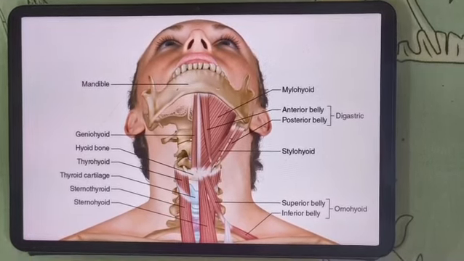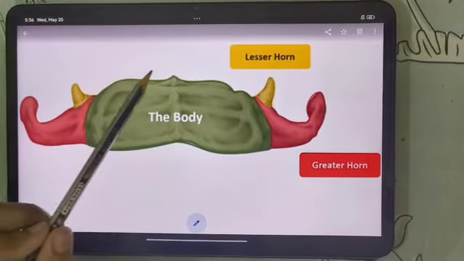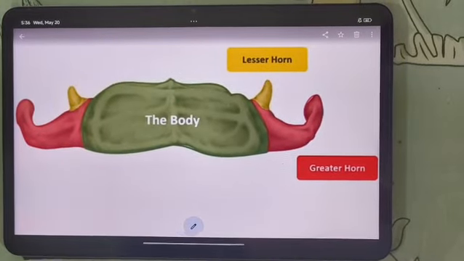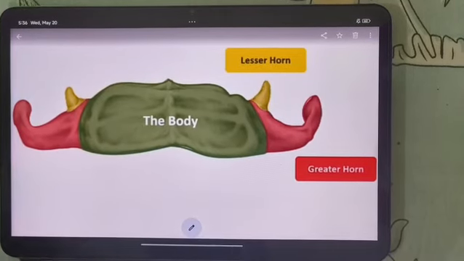Coming to the development, the upper part of the body and the lesser cornua both develop from the second branchial arch, and the lower part of the body and the greater cornua develop from the third arch.